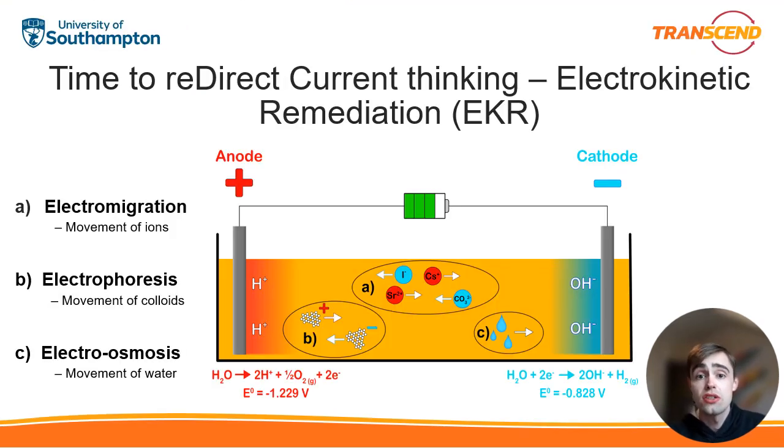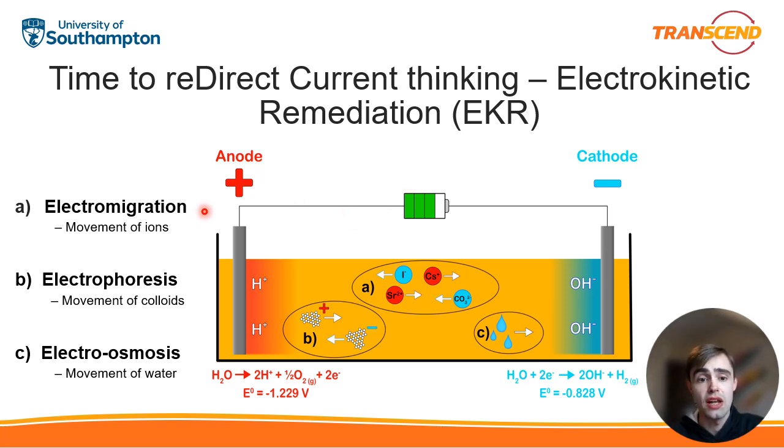So firstly, what is electrokinetics? The fundamentals are pretty straightforward. The idea is if you've got some sort of contaminated material, say for example some sand here, you take the contaminated material, put a couple of electrodes in, hook those up to a battery, and get an electrical current running through it. When you do, there are three main processes that can occur.